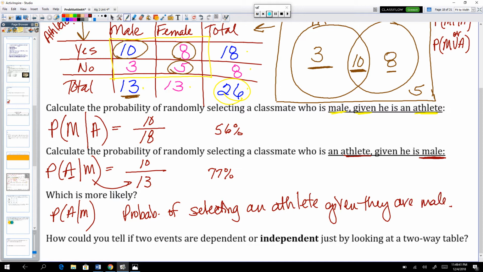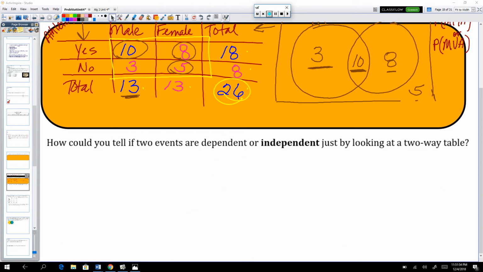Now, how are we going to tell if two events are dependent or independent just by looking at a two-way table? If you had read the chapter, hopefully you saw a little bit of this notation. Let me clear some room here. Sorry about the messiness of this, but let's just focus on how you can tell if two events are dependent or independent. Here's how you tell.